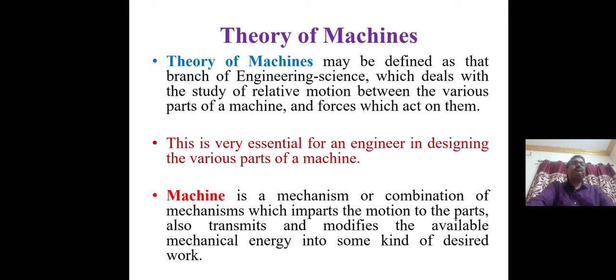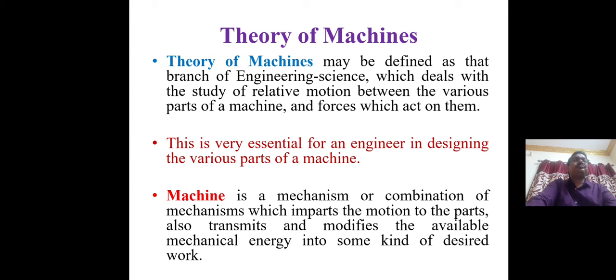Now, before going to the kinetics of machinery, what is meant by a machine? A machine is a mechanism or combination of mechanisms which imparts motion to the parts. Generally, it is a combination of mechanisms. It may be a single mechanism or a combination of mechanisms which gives motion to the other part, and also transmits and modifies the available energy into useful work or desired work. Some available energy has to be transformed into mechanical or useful work. So that is called a machine.